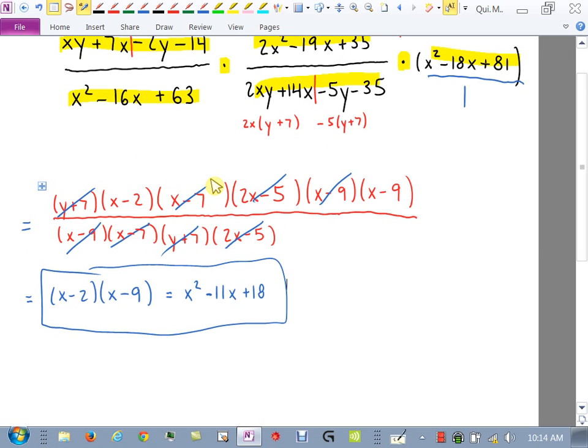That's right. It has to be top and bottom. You cannot cancel two things along the top. Not over. There's an x minus 9 that's still on the top.